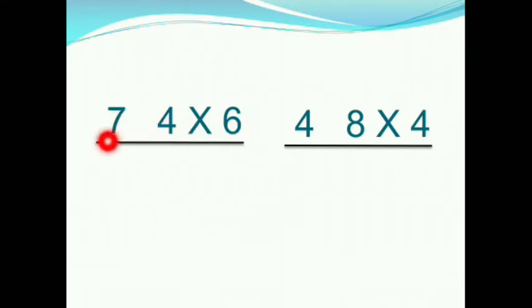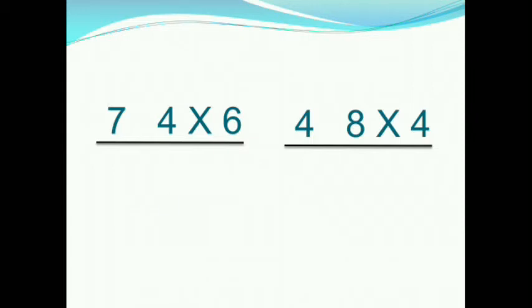Yes, 74 is the multiplicand. Which is the multiplier? Yes, 6 is the multiplier. First, which number should we multiply? Yes, we should multiply first 4 and 6. 6 fours are how much? Yes, 6 fours are 24.